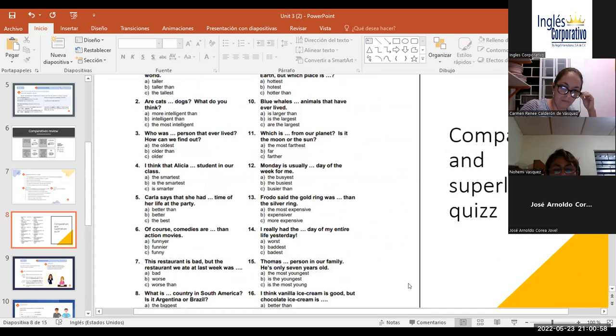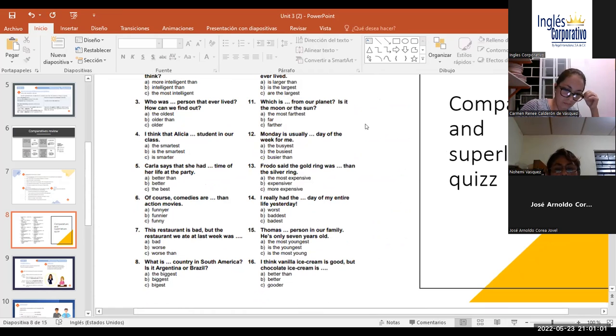Ajá, porque está al final de la oración, como lo habíamos mencionado. Cuando están al final, ya no ocupamos el than, porque luego de than tiene que seguir algo más. Ambos están antes del adjetivo comparativo. Ajá, así es. Okay. Thank you, teacher. You're welcome.